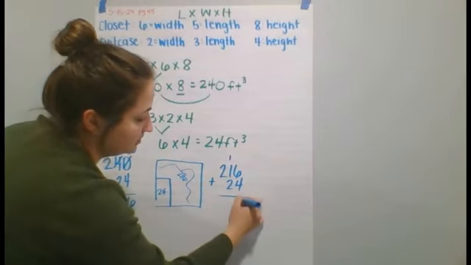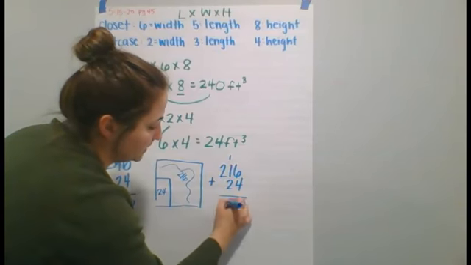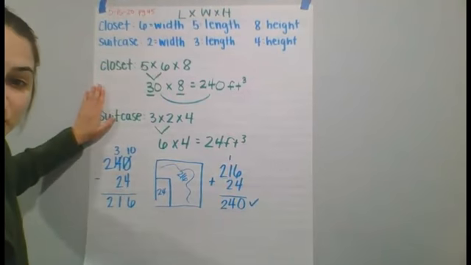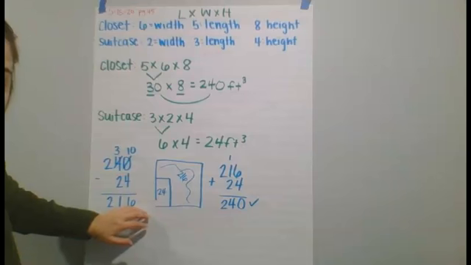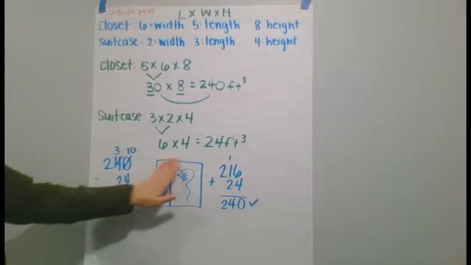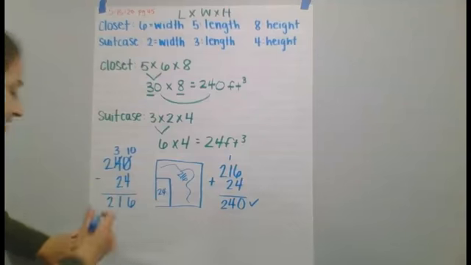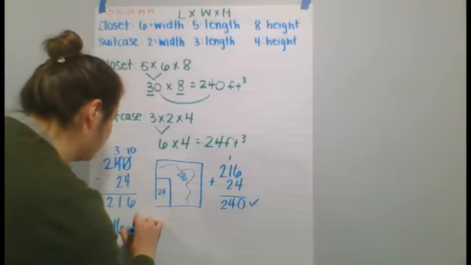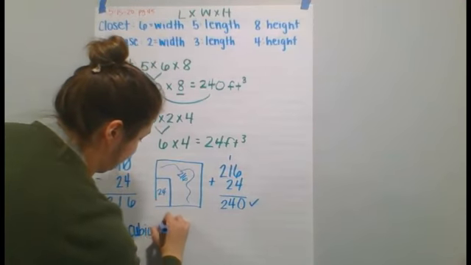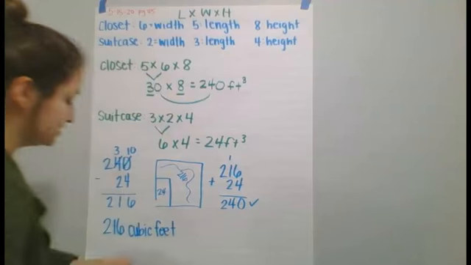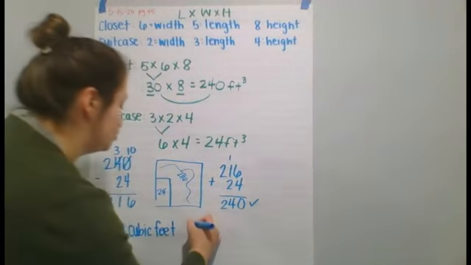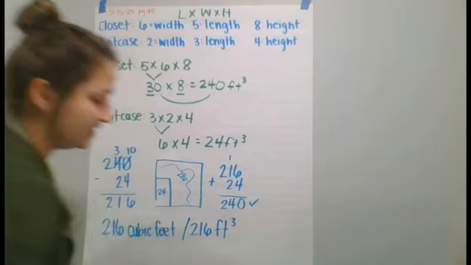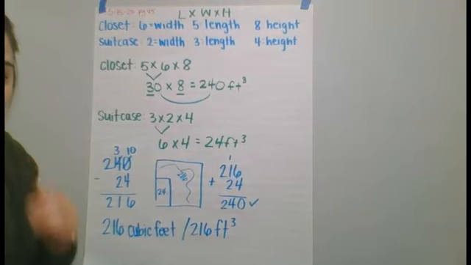6 plus 4 is 10. 2, 3, 4, and then 2. So we are correct. So the difference between the closet and the suitcase, if I put my suitcase in there, that gives me how much space is left, is going to be 216. And you can either write cubic feet out in words, or you could say 216 feet cubed with the abbreviation. Either works.